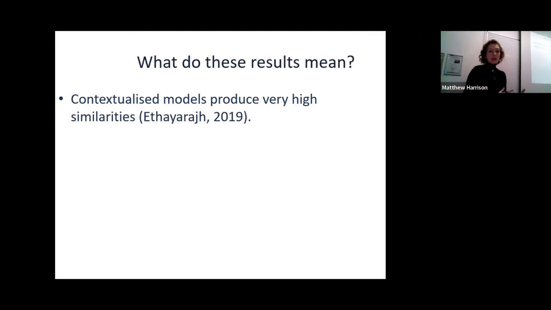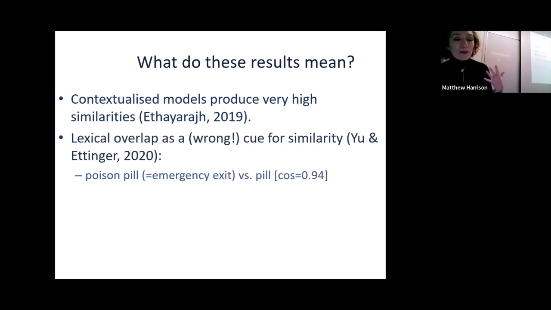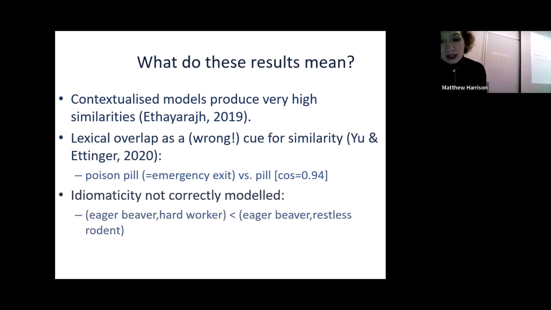So this is something that has been noted in the literature for other scenarios, not only with the multiword expressions that we tested, but in general. So it seems that contextualized word embeddings tend to make an anisotropic vector space. So all the representations are concentrating in a very narrow cone in this multidimensional space. So everything that you compare with everything else is going to give you a high similarity. So they seem to be using the lexical overlap between our perturbations as the wrong cue for similarity. So they seem to think that poison pill meaning emergency exit is the same as pill when it isn't.